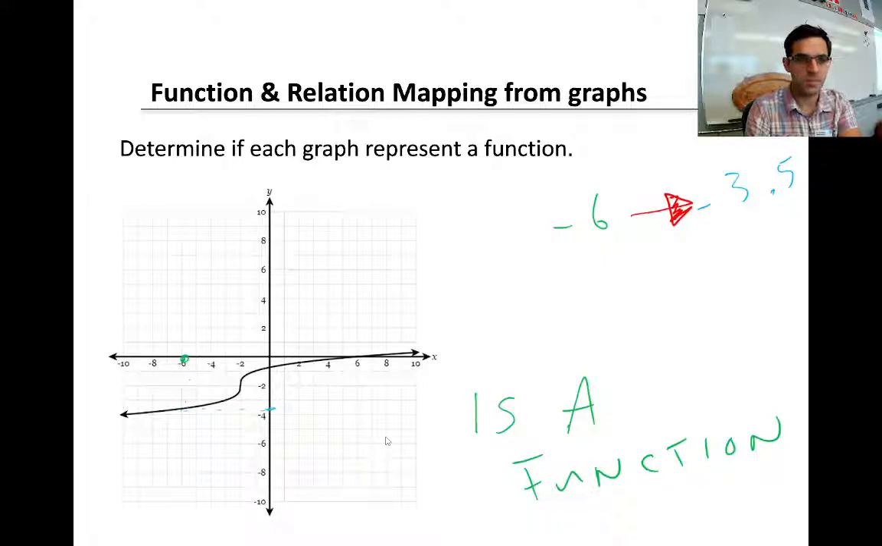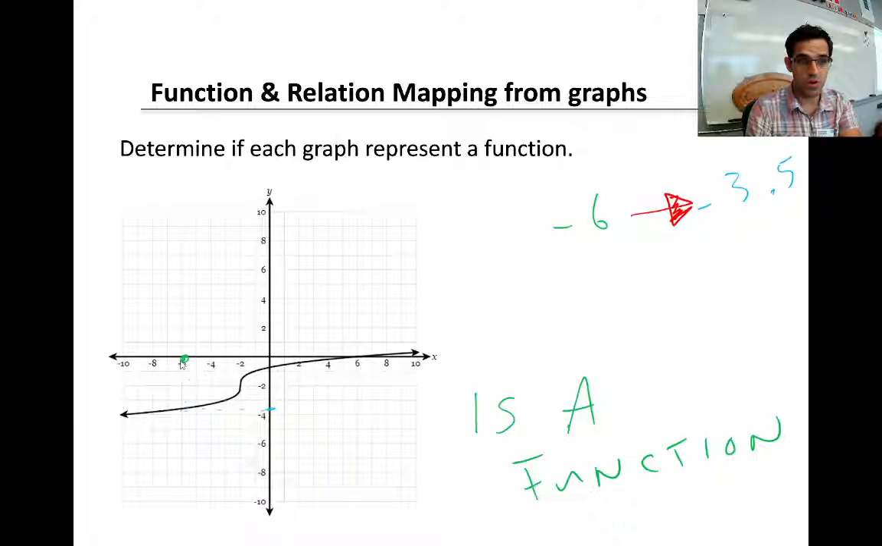All right, third type of example, we're looking at graphs. So again, I didn't draw, I probably should have, the mapping diagram for this. If I pick any x value, I'm going to get only one y value. So like for -6, if I find -6, I have to go down to hit our curve. Once I hit our curve, I go right, and it looks like it's about -3.5.